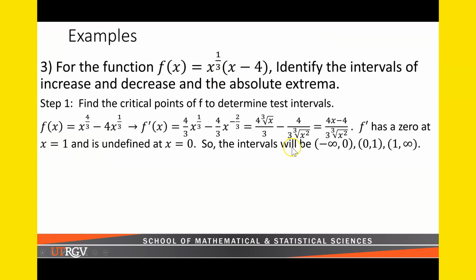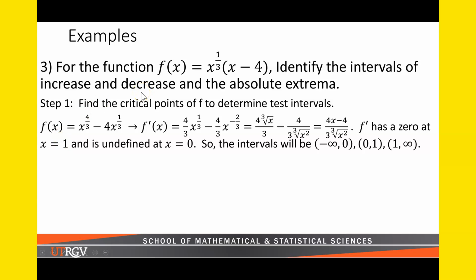So going back to my presentation here, that's what this says. F prime has a 0 at 1 and is undefined at 0. So we will make intervals. The intervals will be negative infinity to 0. So this 0 and this 1 split my domain up into intervals. Negative infinity to 0 is one interval. 0 to 1 is another interval. And then 1 to infinity is the final interval.